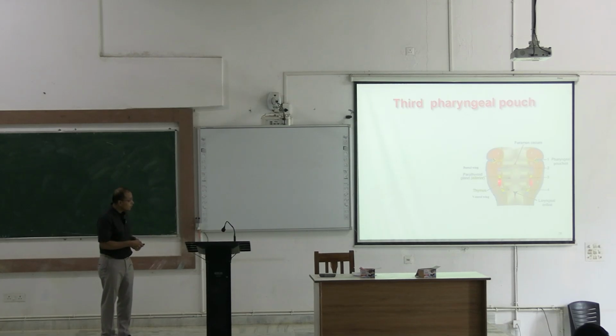And this red one, which is the elongated one, develops another tissue, we call it the thymus. So this third one yields two structures, the parathyroid gland and the thymus. The fourth one, as you are seeing here, yellow and blue, yields another structure. Again, it has two parts, a ventral part and a dorsal part.